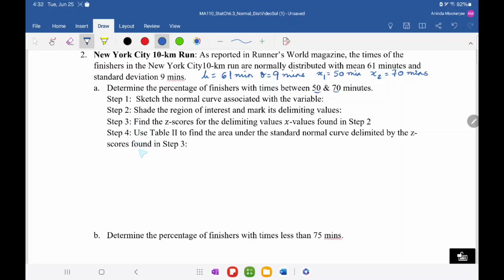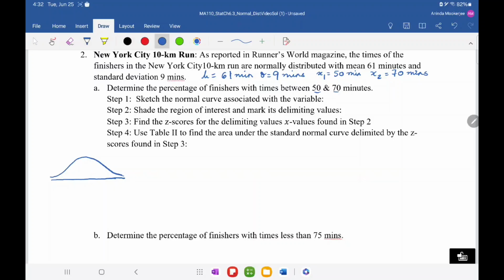That's why we've given out the steps here, but on the test, you will have to know the steps. All right. So step 1 was to sketch the normal curve associated with the variable. So I'm going to draw the curve always. Always begin by drawing the curve. It's going to give you some directions on how to go about it, even when the steps are not given to you explicitly. Okay, so here we have a normal curve.